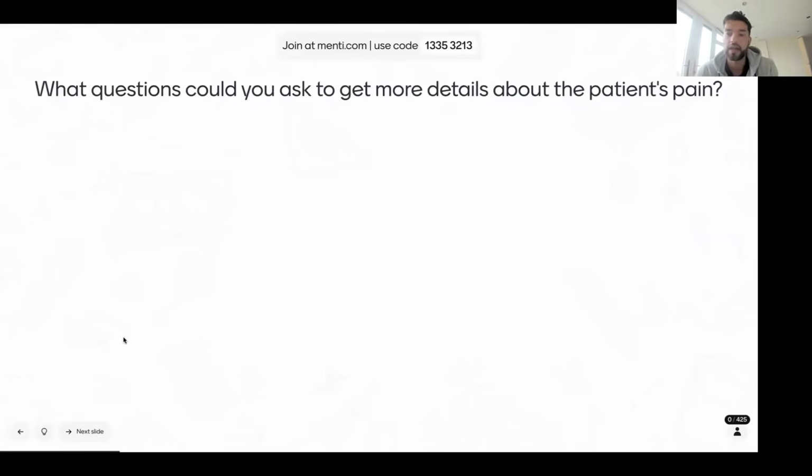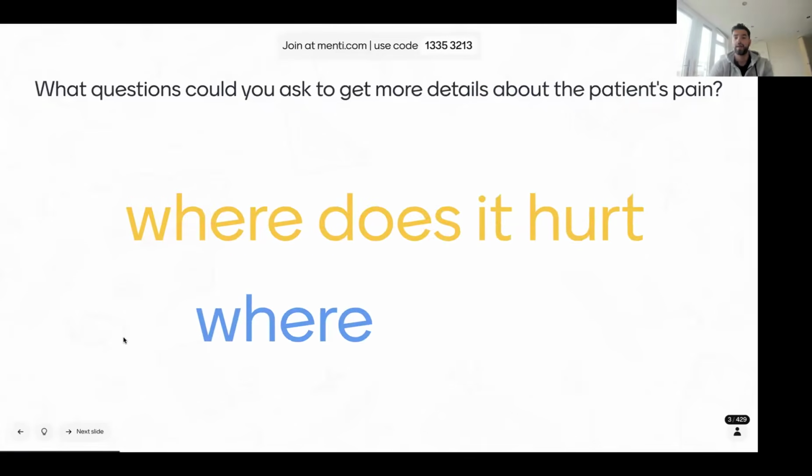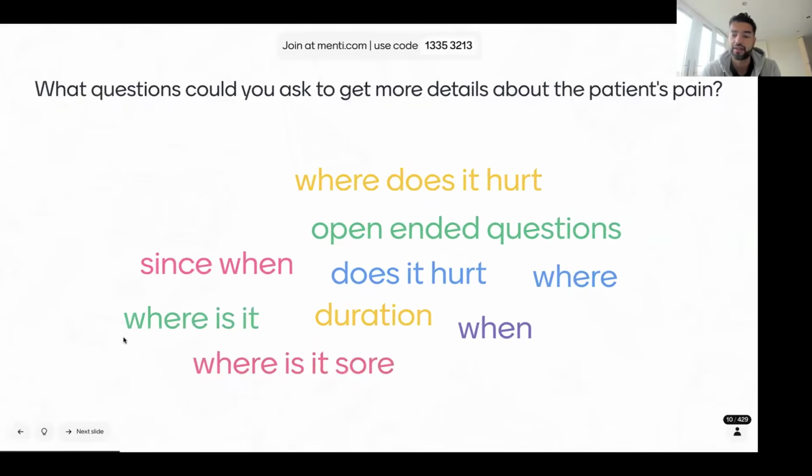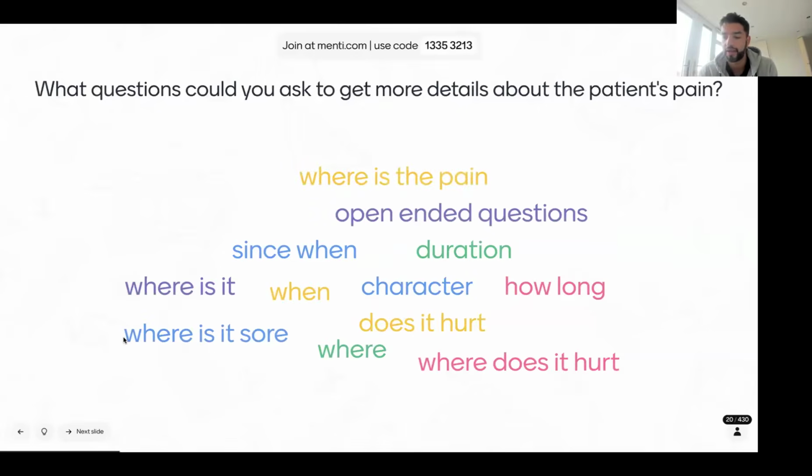So now, moving on from that, going into the history, what questions could you ask to get more details about the patient's pain? So how can we be more specific to understand more about a patient's pain?